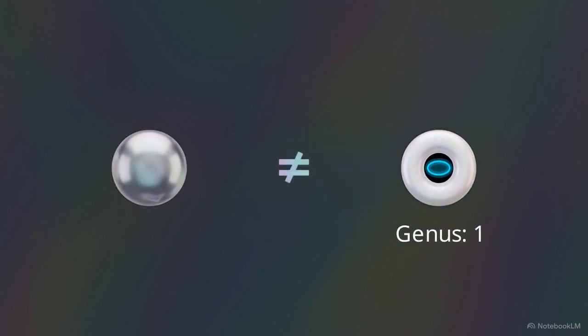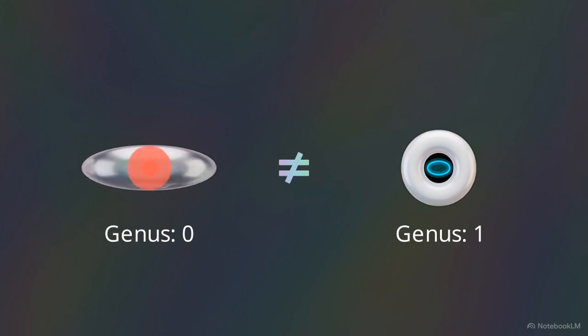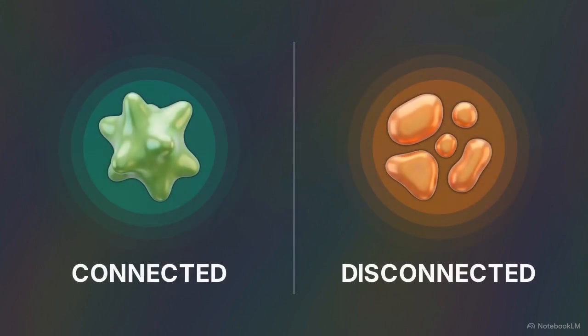In contrast, a solid sphere and a torus can never be identical. The sphere has a genus of 0. To create a hole in that solid ball, you would eventually have to tear the material, violating the rules of continuous deformation. We also look at connectivity.